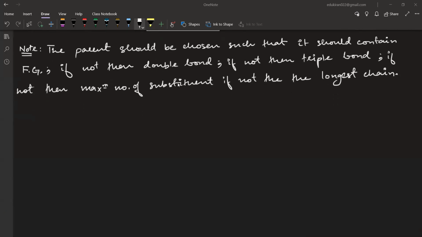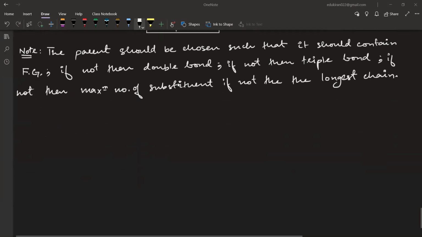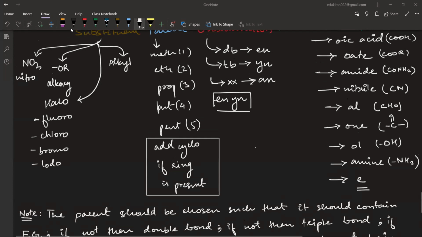ठीक है? So that is why we start with functional group, क्योंकि parent को choose करने के लिए functional group चाहिए, parent को choose करने के लिए unsaturation चाहिए. That is why we start with functional group only. Okay? चलिए, so again take this example only.